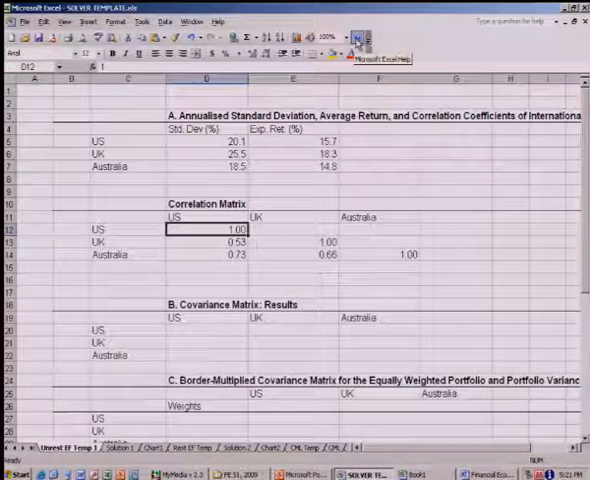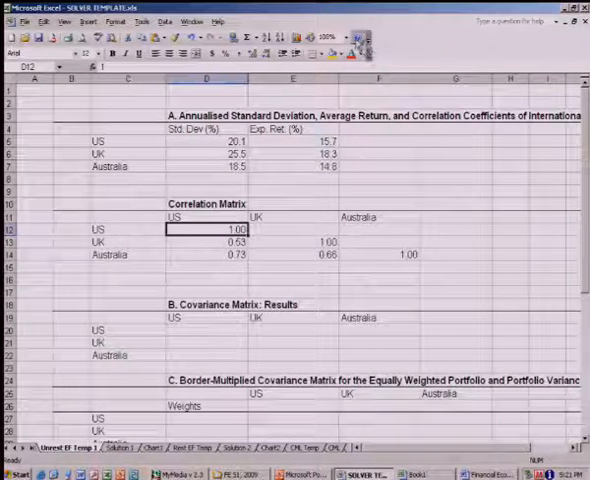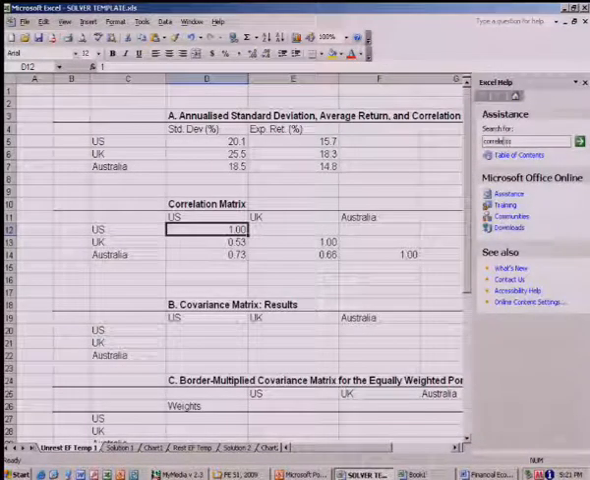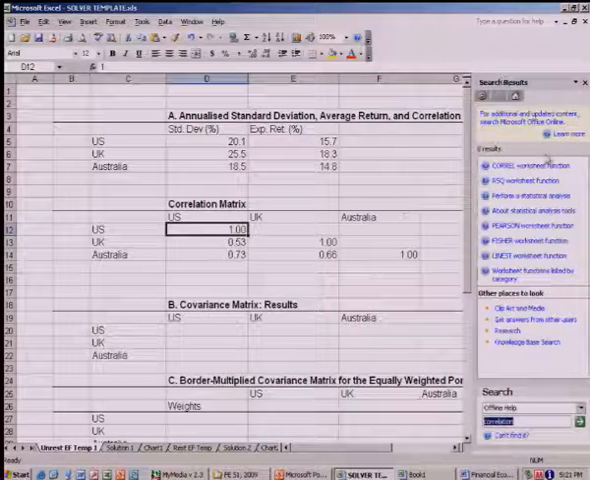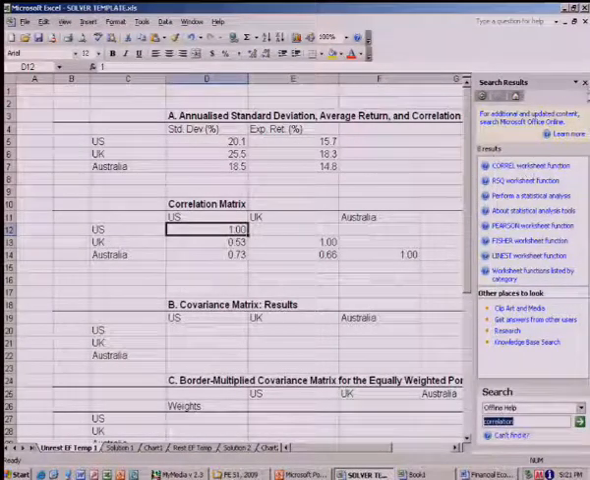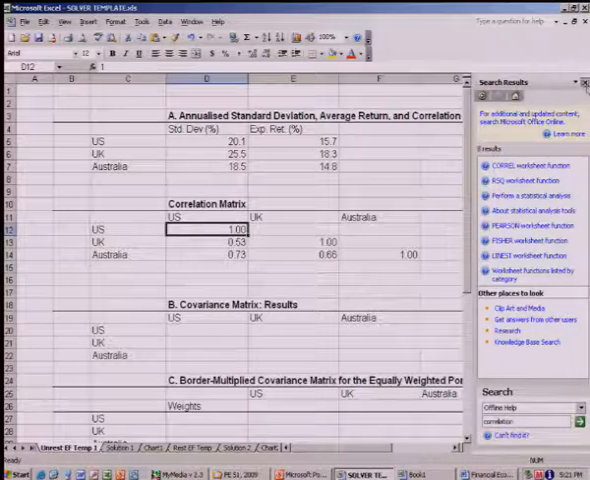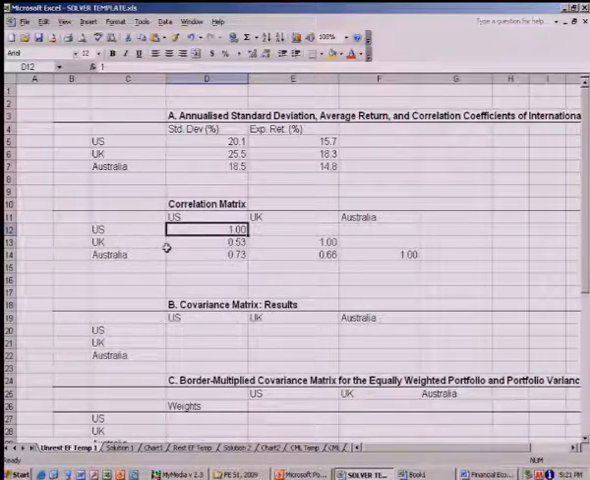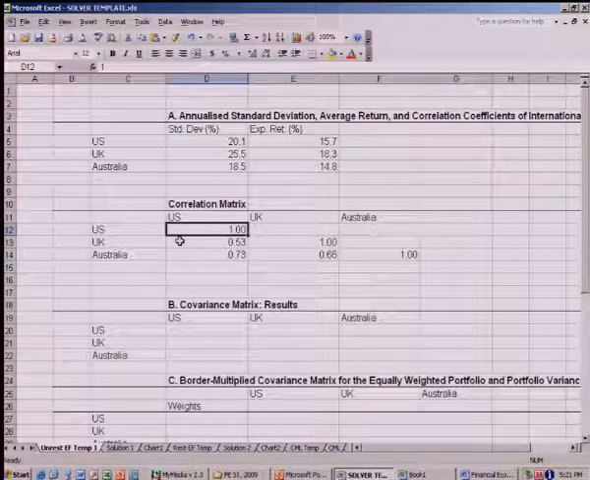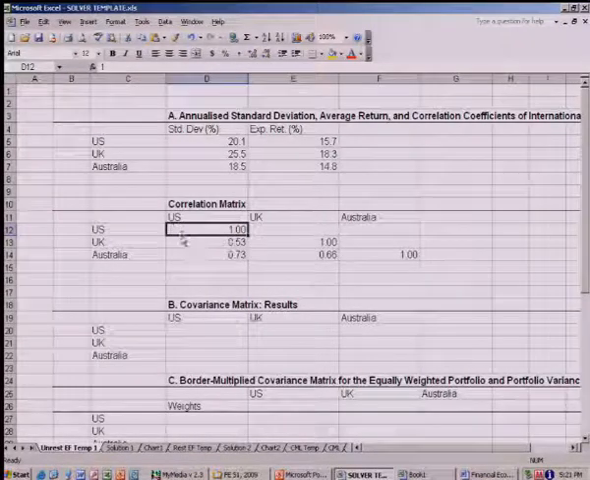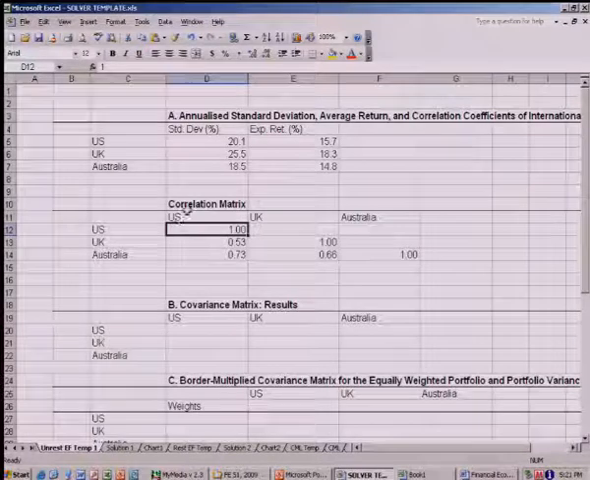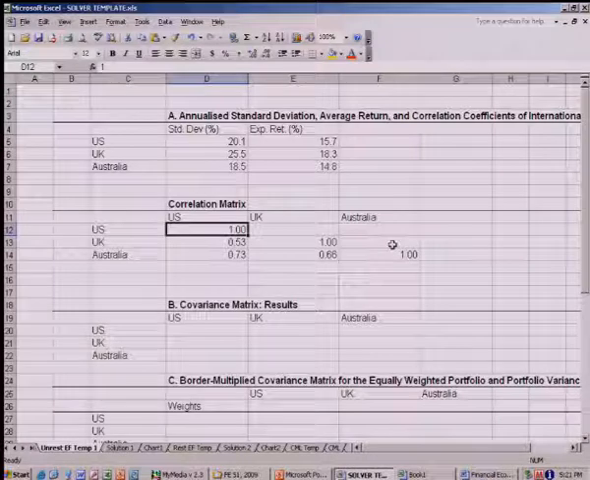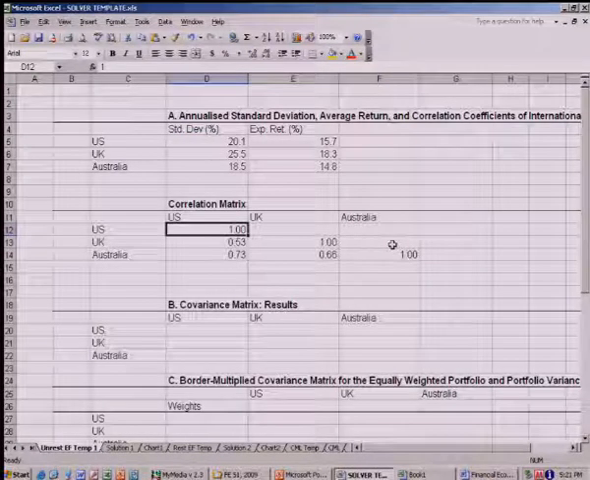In case you do have a difficulty, I suggest that you use the help menu and just type in correlation, and then you find exactly how to find the correlation matrix. I have already found the correlation matrix for the data given in my example, but one interesting thing that you might notice is that under the correlation matrix, only half of this box is going to be filled with numbers.